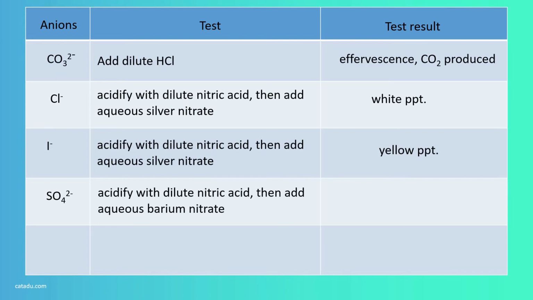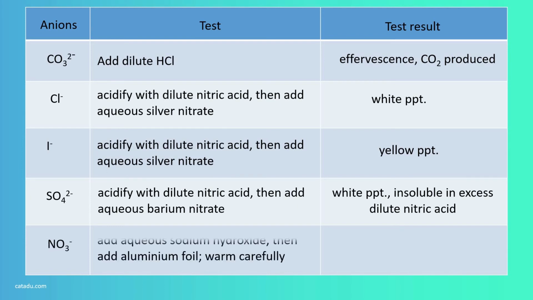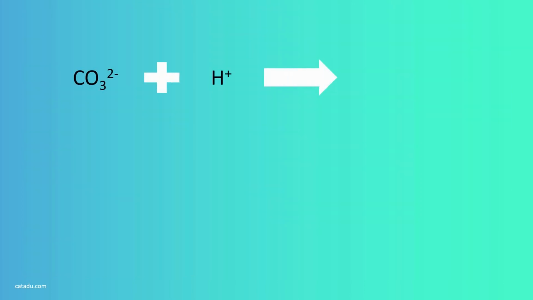Sulfate ions acidified with dilute nitric acid, then aqueous barium nitrate. White precipitate insoluble in excess dilute nitric acid. The white precipitate is here barium sulfate. Nitrate ion, aqueous sodium hydroxide, then aluminum foil, and warm up, ammonia gas will be produced that turns red litmus paper blue.